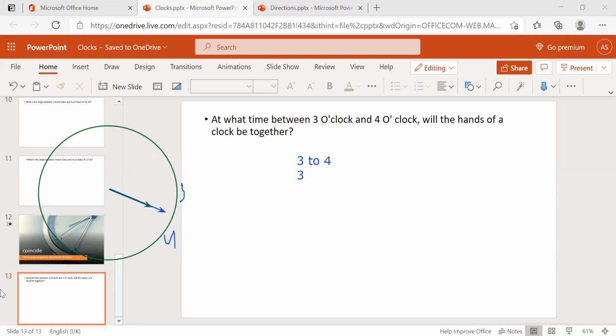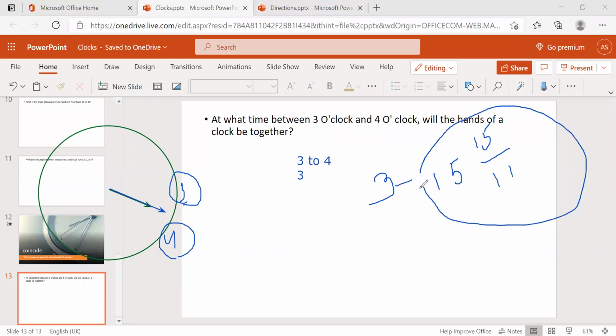Now, between 3 and 4 means, which one is the small number? 3, right? Just take 3. 3 indicates how many minutes? 15 minutes. Now 3 will represent 15 minutes. Now our answer is directly 15 by 11. Our answer is nothing but 15 by 11.